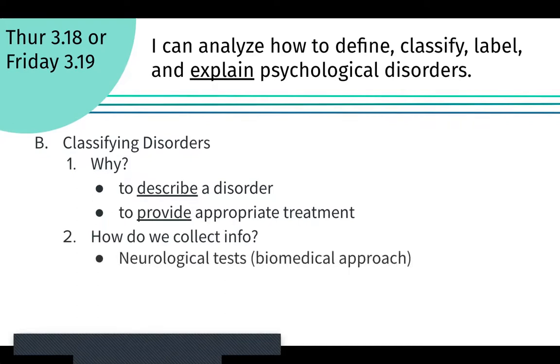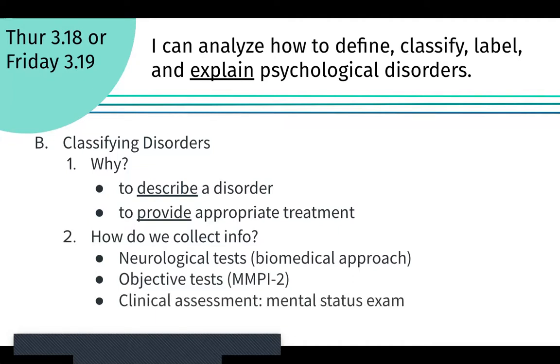You could have neurological tests, which would be a biological or biomedical approach. The neurological tests could be different things, like scanning the person's brain. It could be doing neurological tests, like asking them questions about their memory. Then there are objective tests, like the personality test that we took, the MMPI-2, which is like 600 questions and can be used to help diagnose disorders.